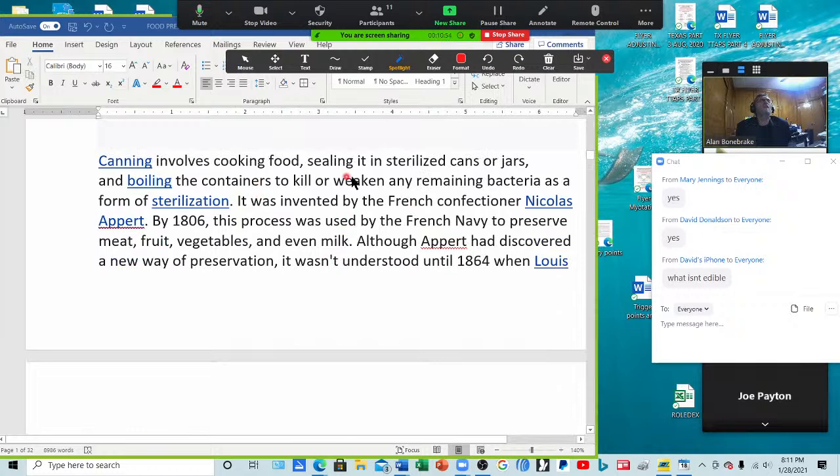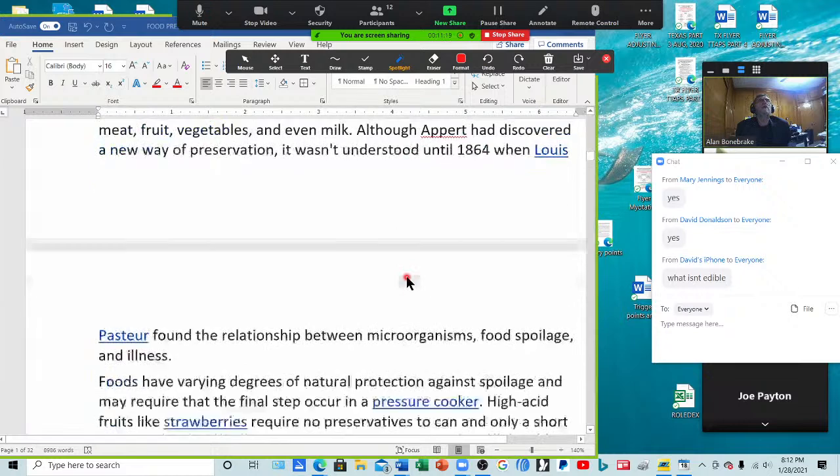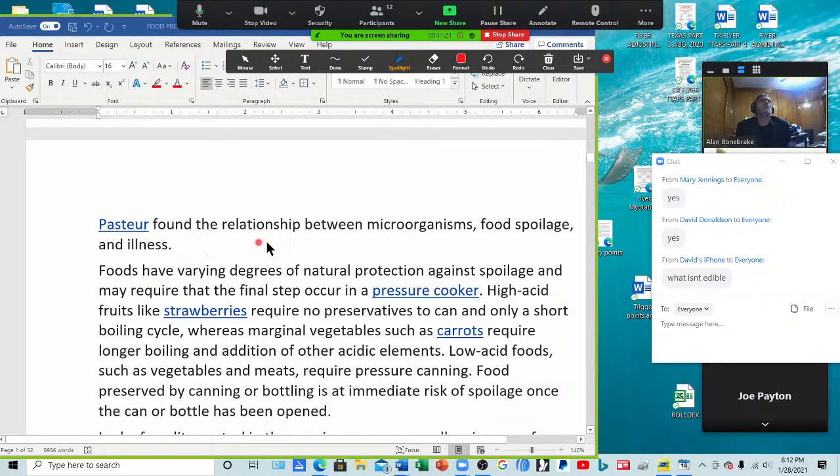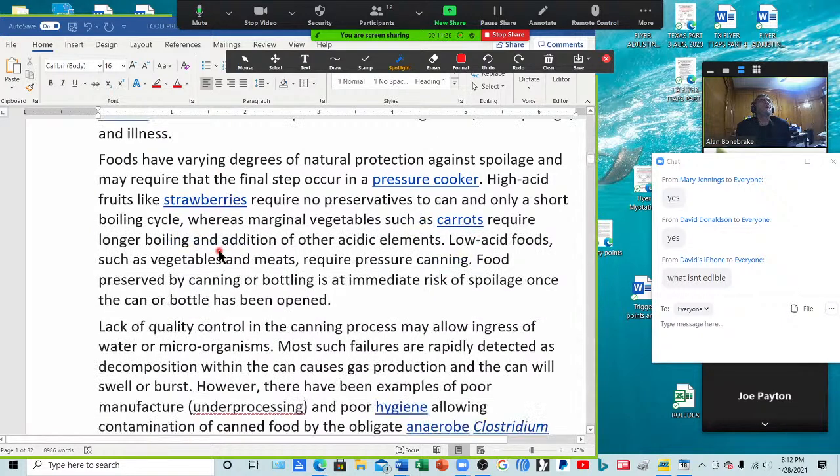Canning involves cooking food, sealing it in sterilized cans or jars, and boiling the containers to kill or weaken any remaining bacteria as a form of sterilization. It was invented by the French confectioner Nicolas Appert. In 1806, this process was used by the French Navy to preserve meat, fruit, vegetables, even milk. Although Appert had discovered a new way of preservation, it wasn't understood until 1864, when Louis Pasteur found the relationship between microorganisms, food spoilage, and illness.